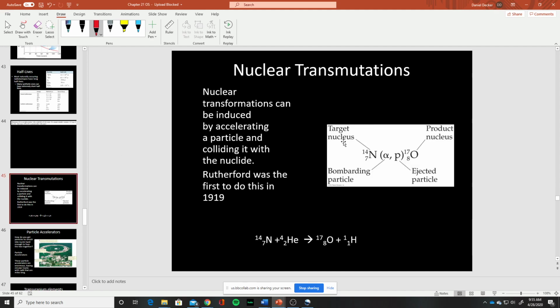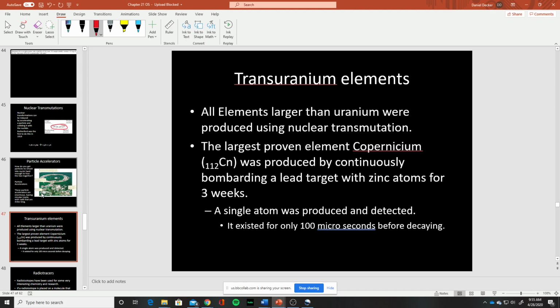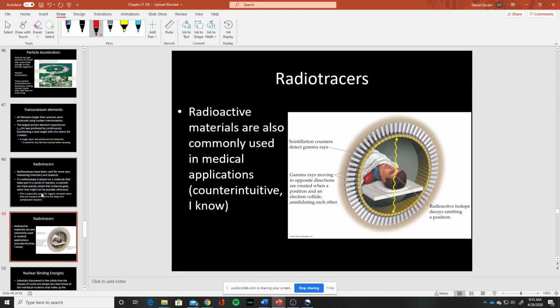As far as nuclear transmutations, I'm not going to have you writing anything out in the shorthand way here or anything like that. I just expect you to know that nuclear transmutation is where you take one nucleus and turn it into another. That's all I really expect from you there. And then the rest of this stuff here, it really is just very general knowledge is all I want you to have from here. Just understanding that radio tracers can be used to track things that normally can't be tracked, whether that be the movement of molecules in your body or the movement of molecules through a chemical process.